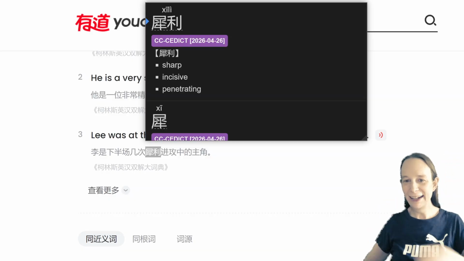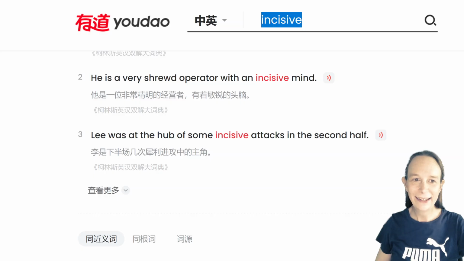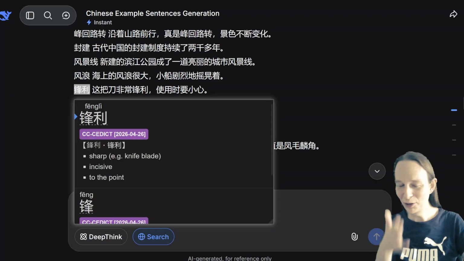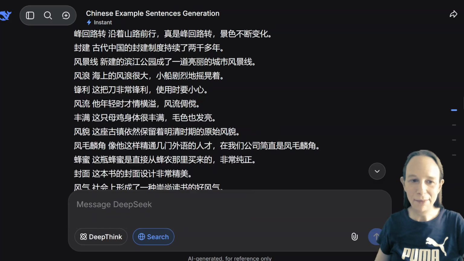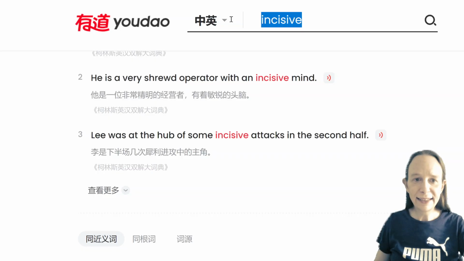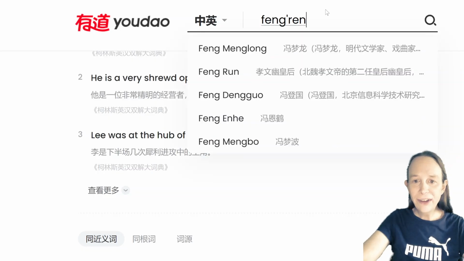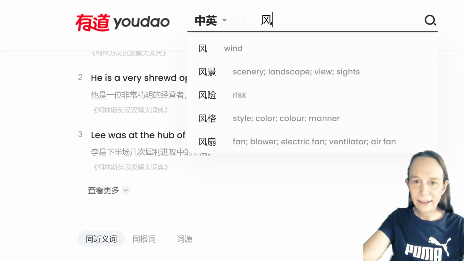Yeah, these are all kind of overlapping a bit, aren't they? Okay, so maybe this is the best choice to describe a knife being sharp. 锋利. All right. Actually, while we're here, 锋刃. No. 锋刃. Huh? 锋利.